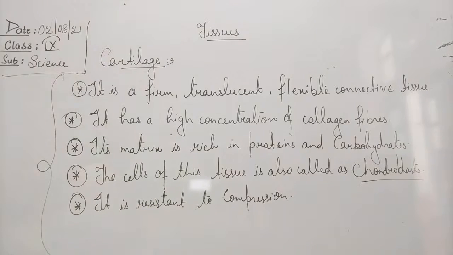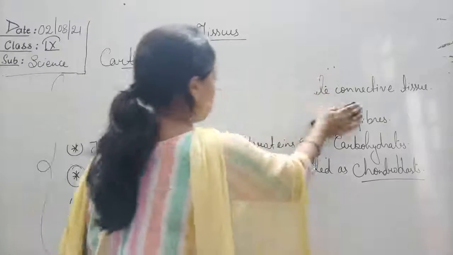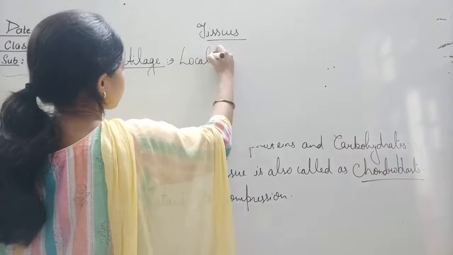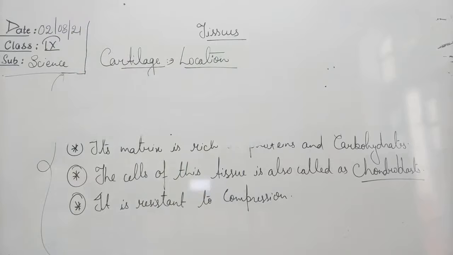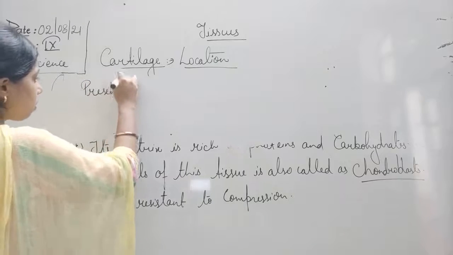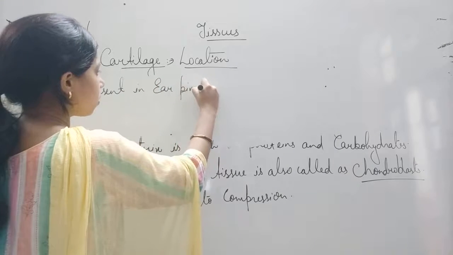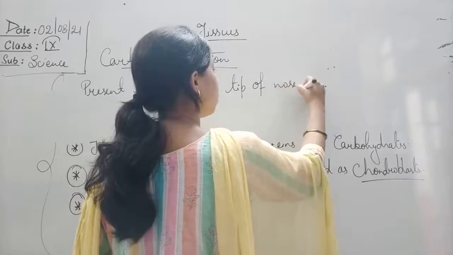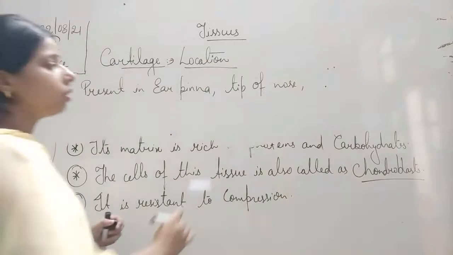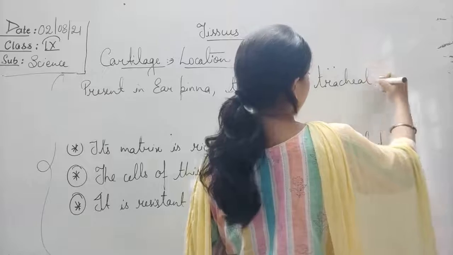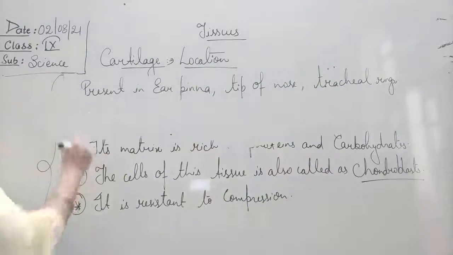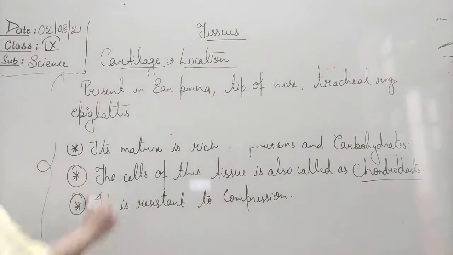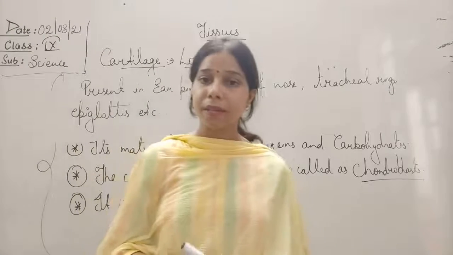Now what is the location of the cartilage? The location is present in the ear pinna, then the tip of the nose, tracheal rings, epiglottis, etc. These are the places where we will find the cartilage.